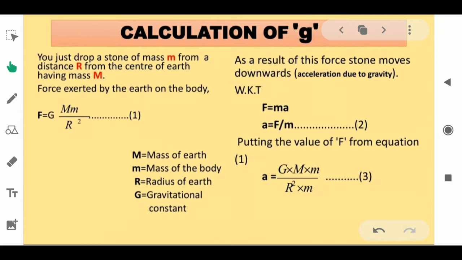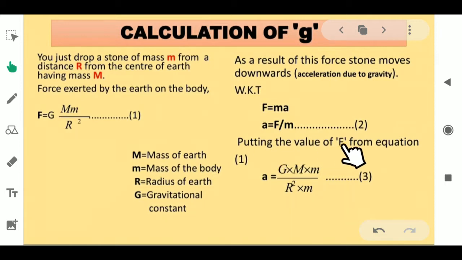We know that if we throw a stone upwards or we are just releasing a body from a particular height, due to the acceleration due to gravity, or the gravitational force provided by the earth, the body or the object moves downwards, right? Yes. So we know that F is equal to ma is another equation. From this equation we can write acceleration a is equal to force by m. It can be taken as equation number 2.